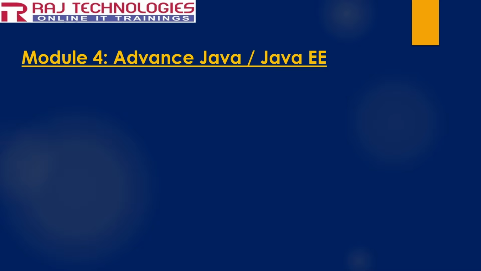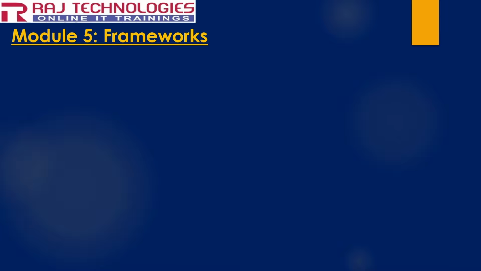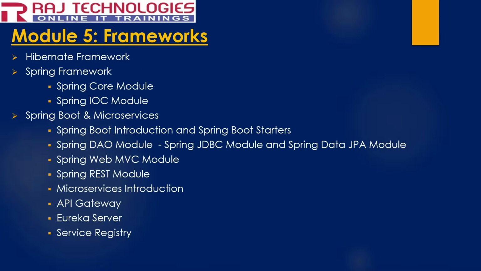And module 4, Advanced Java, or even we say Java EE Enterprise Edition, where we discuss about JDBC, Java Database Connectivity. We go with Servlets and JSP, Java Server Pages. And the next important module, very important, frameworks, where in our course we are going to see the frameworks like Hibernate Framework, Spring Framework. Under Spring, we go with the Spring Core module and IOC module.